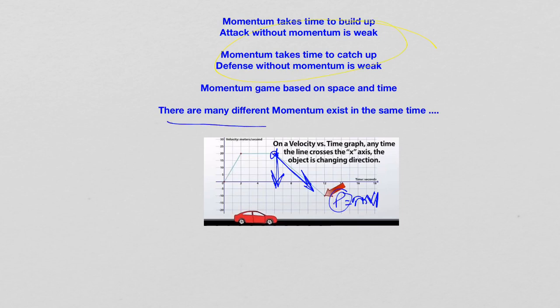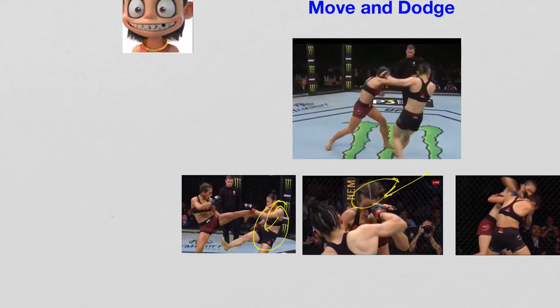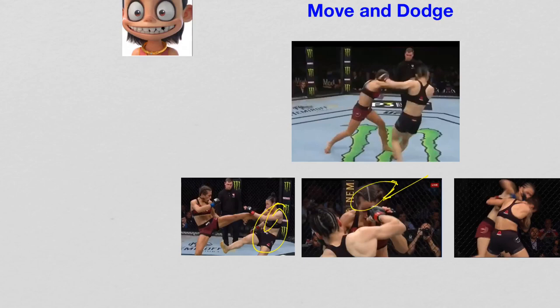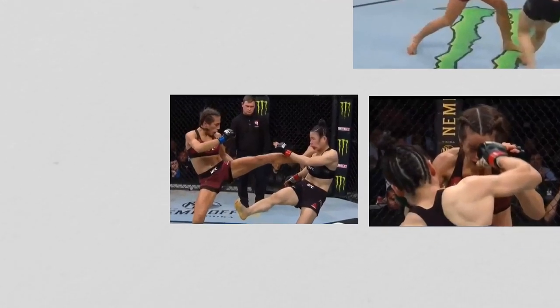And also, there are many different momentums existing at the same time. So what do I mean? Well, for example, in this case, the body is going one direction. Joanna's attack is going one direction. And her core is one direction, and Zhang Weili has to be able to handle that combination of momentum, or the resultant momentum.